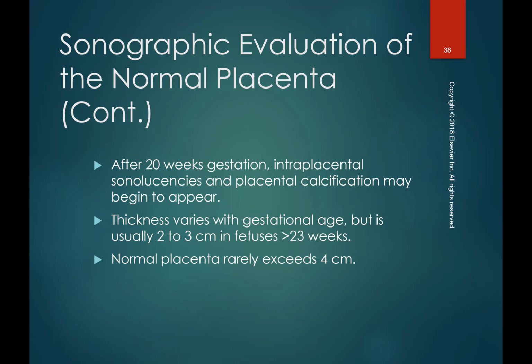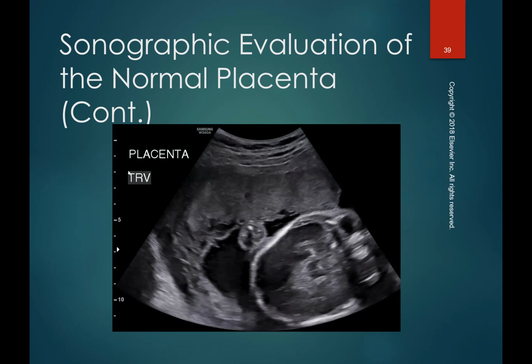The thickness varies with gestational age, but it usually is 2 to 3 centimeters, and the fetus is greater than 23 weeks. The normal placenta rarely exceeds 4 centimeters in the anterior to posterior measurement. So you need to know that. Here it is again. This echogenic area that's bordering the placenta right there, that's what I was talking about with the chorionic plate.